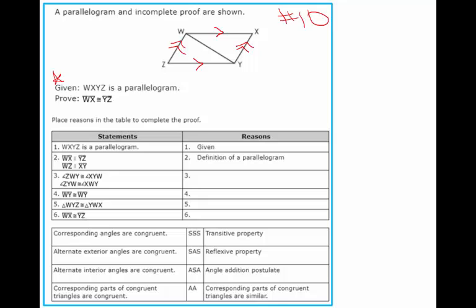Then it says ZWY. So ZWY would be this angle right here, because the W is in the middle, is congruent to XYW. And then it also says ZYW, well, there's another one. We'll get to that. Let's go ahead and talk about this one just for a second, though, because we know we have parallel lines. Anytime that you have parallel lines, you want to think of a transversal.